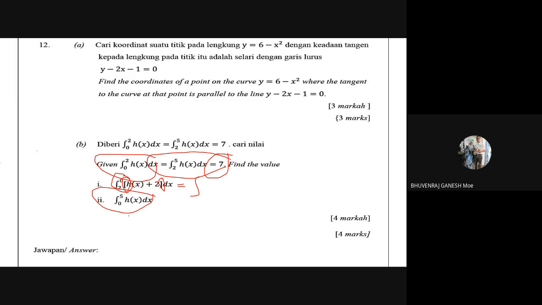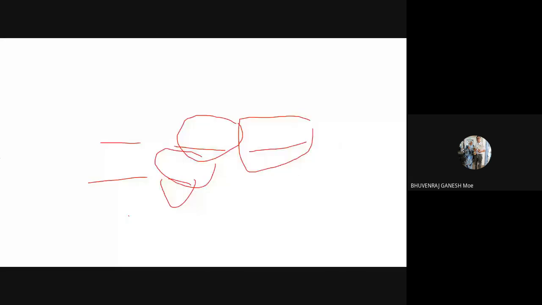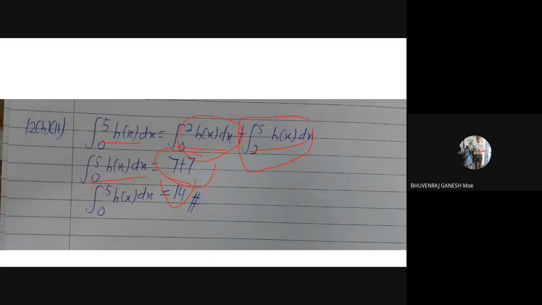I think okay lah. So next question. Okay, how does the 5-0 become 2-0 and 5-2?